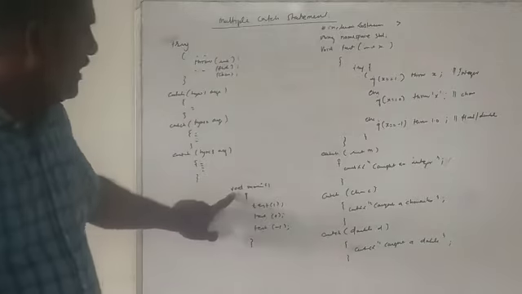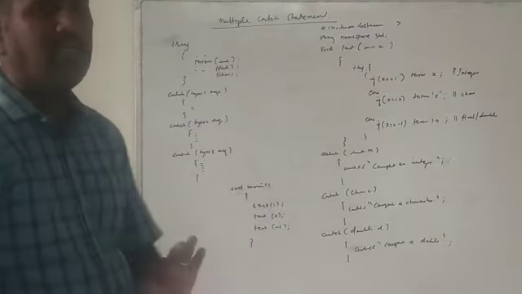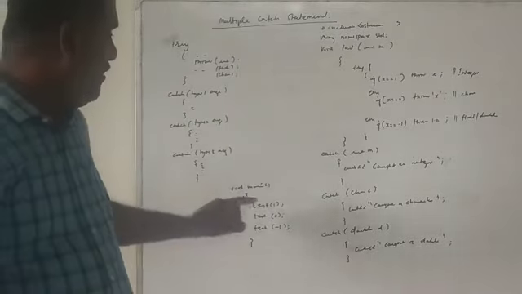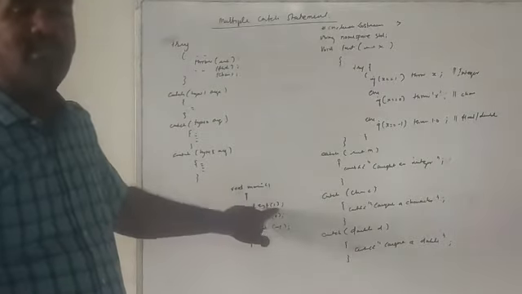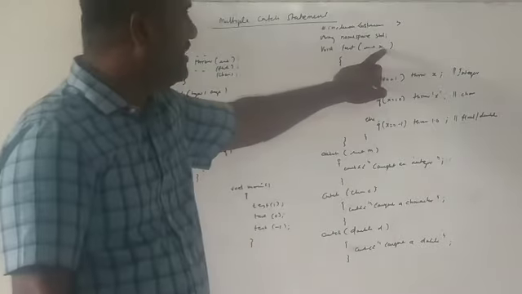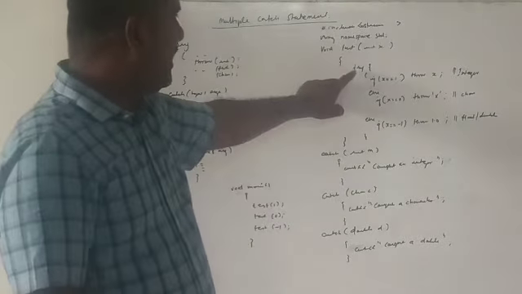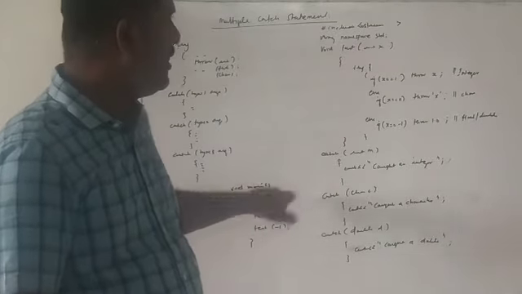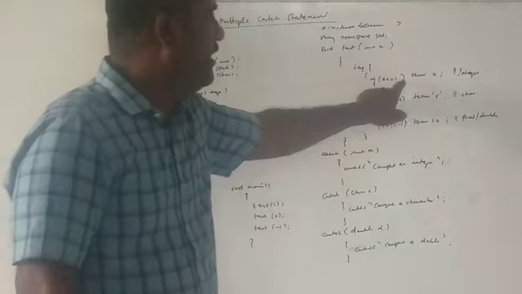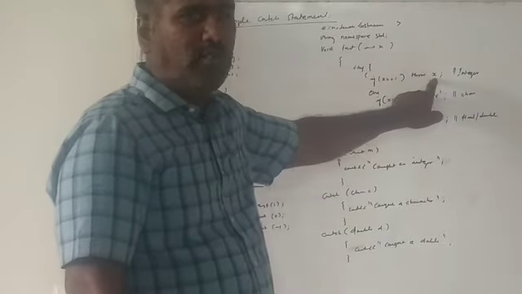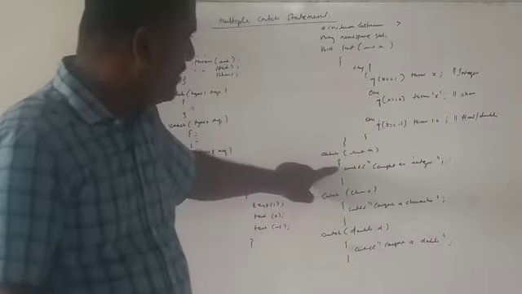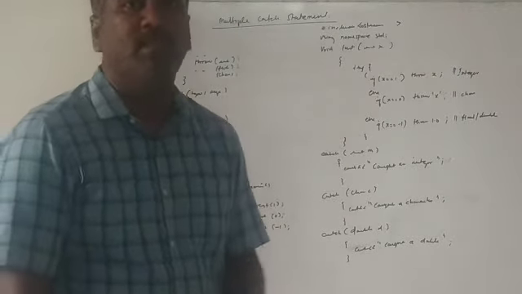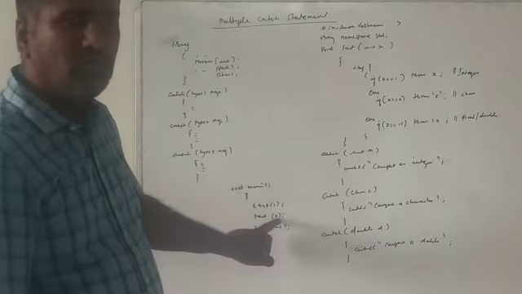In void main we invoke the test function three times. First time, test of 1. Suppose the integer value is 1. In the try, if x equal to 1, we are passing the value 1, so 1 equal to 1, and it throws 1. This exception is an integer, and this exception is caught. Second, you pass the value 0.